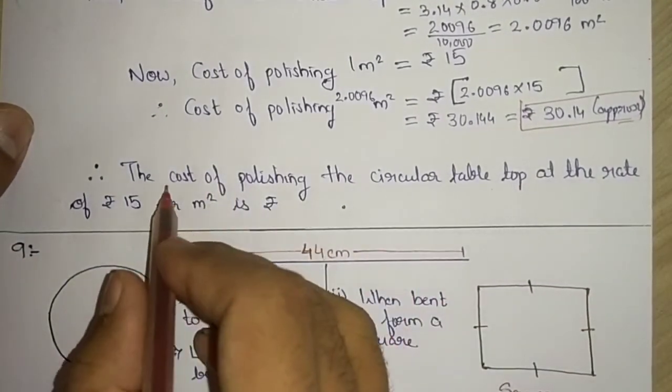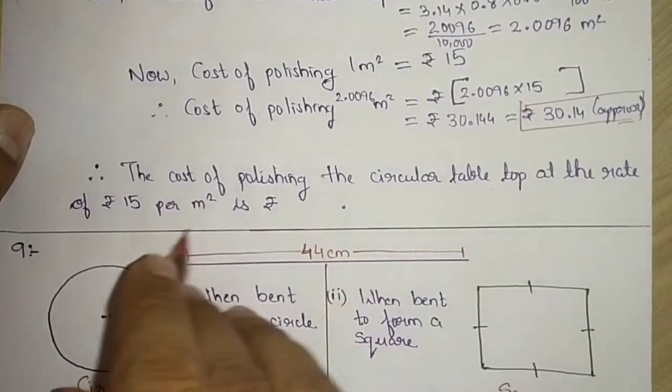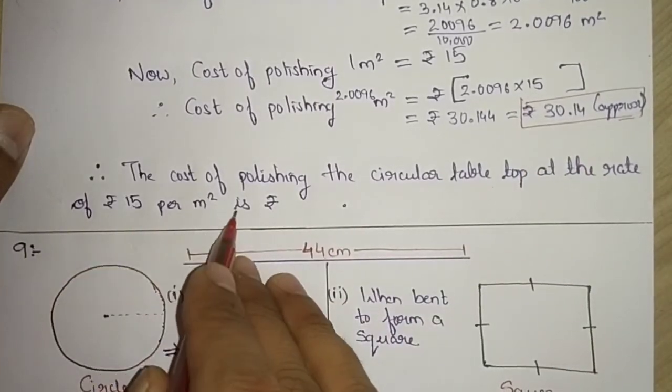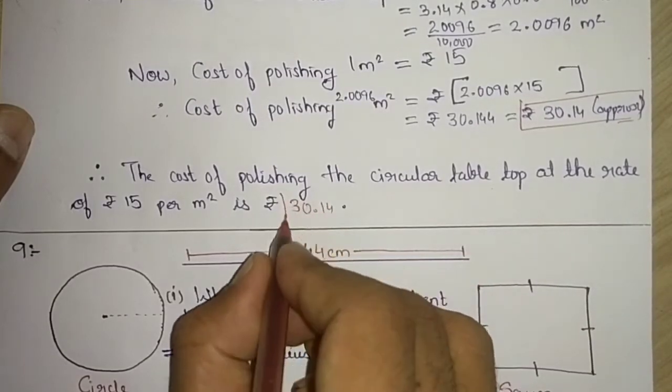Finally, we will write: the cost of polishing the circular tabletop at the rate of rupees 15 per meter square is rupees 30.14.